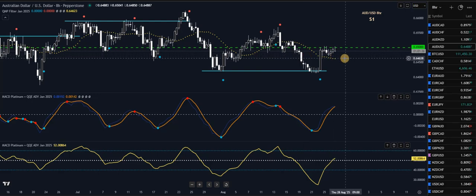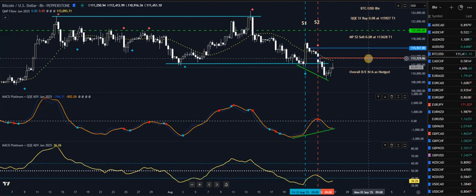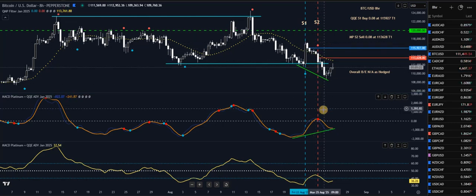Back to the charts. So the Aussie, no trades. Right, BTC or Bitcoin. I took a buy here. It's a QQE buy. It's gone against me. It didn't go up very high at all. The QQE is still below the 50 level. In the meantime, I've got this sell signal here.